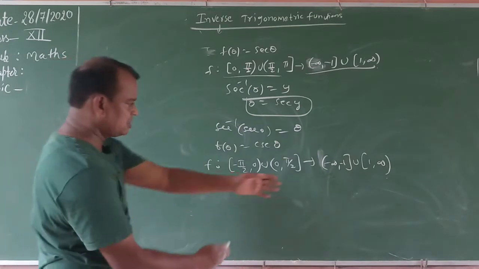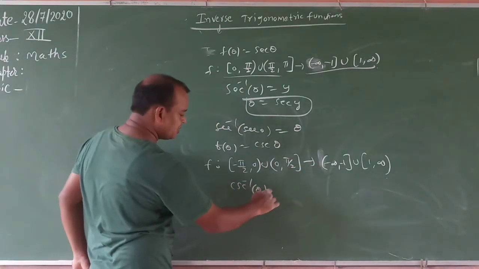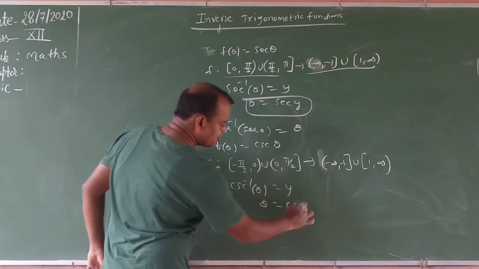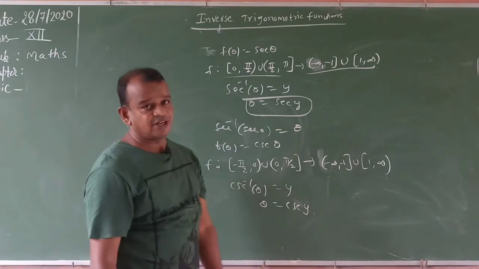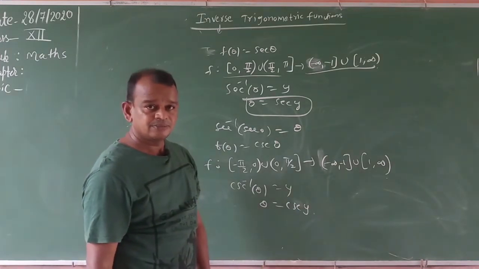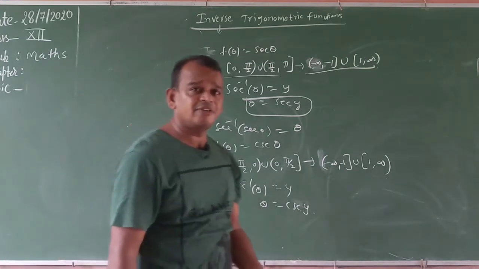Now inverse means reverse. Cosecant inverse of theta is equal to something y, so theta is equal to cosecant of y. Cosecant inverse of cosecant you know very well. Understood? These are the trigonometric functions.